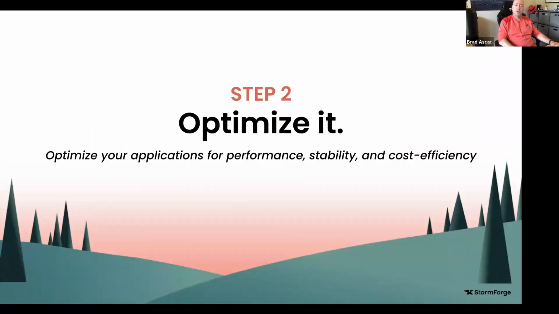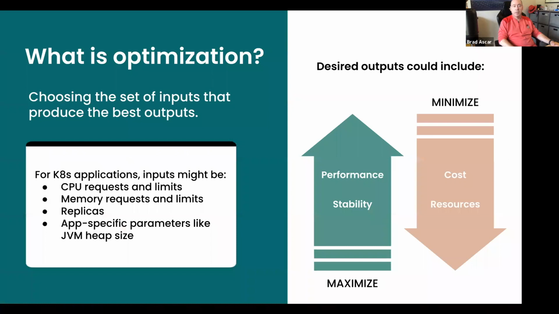Moving on to step 2, optimize it. So you optimize your applications for performance, stability, and cost efficiency. And so optimizing isn't just about savings. Performance and stability is a large part of it as well. So what is optimization? So choosing the inputs that make the best outputs, right?